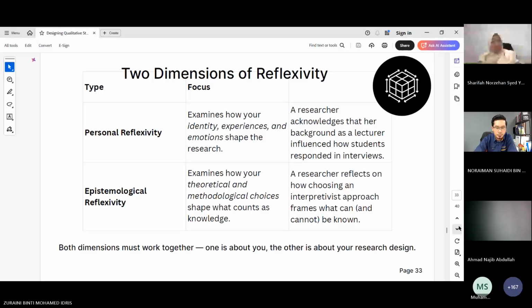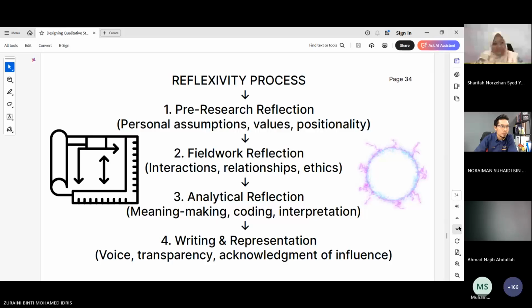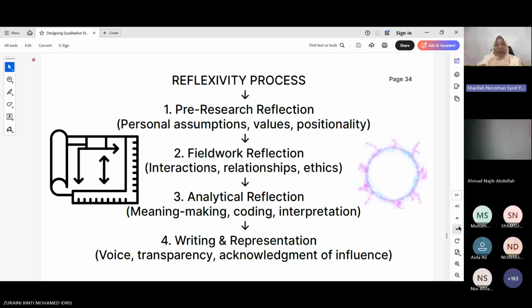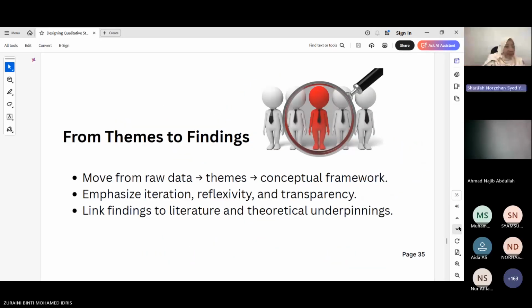Okay. Next. So basically, from what I explained just now, these are the process: your personal assumptions, and then after that, you look into your fieldwork reflection, analytical reflection, meaning and making sense out of it. Then you can start jotting down whatever stories you think you can get out of that particular interpretation. Press next. Any question?